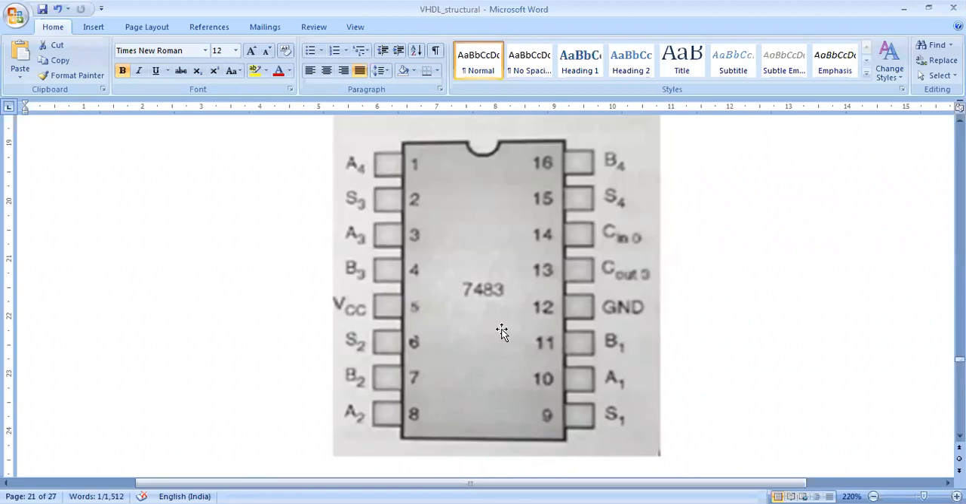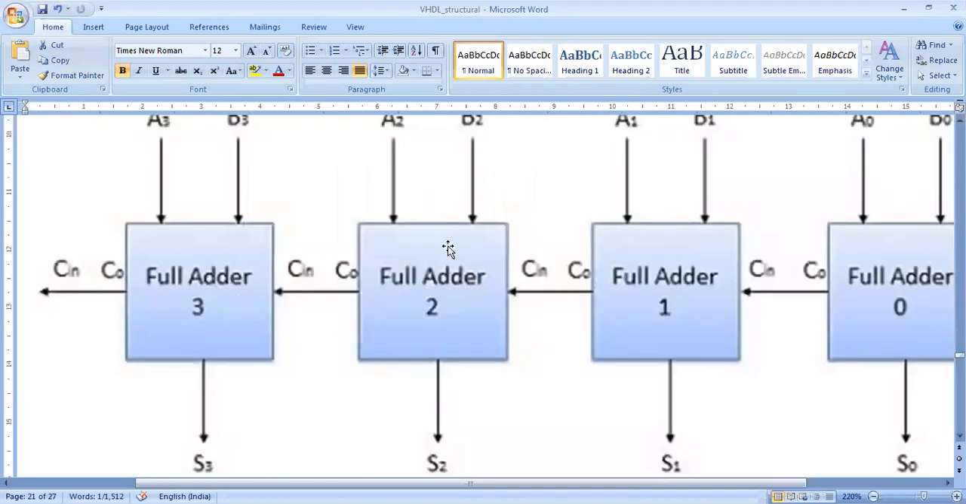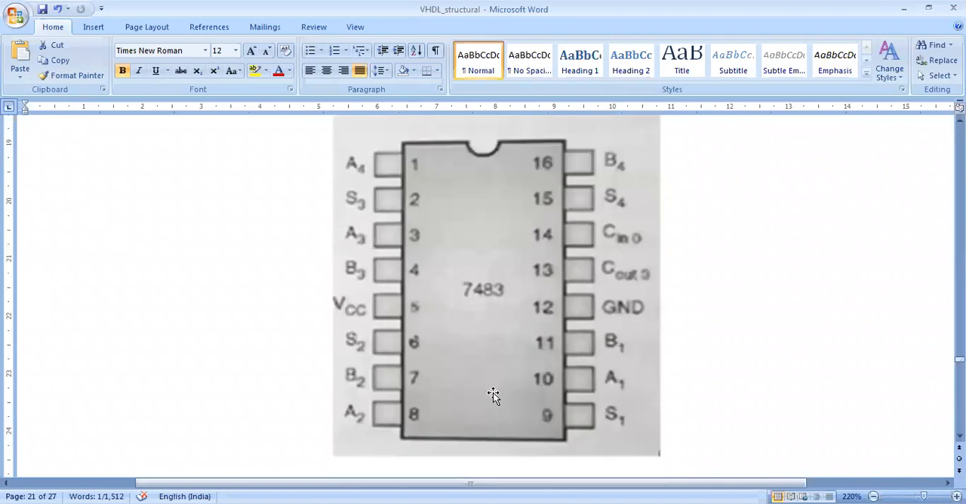Now we want to model this 7483 IC circuit. What is the internal circuit of this IC? This is the internal circuit. Whatever we have discussed previously is the internal circuit of this 7483. So now we have to design a 4-bit parallel adder, and for that we have to model the VHDL code. That is the task now.